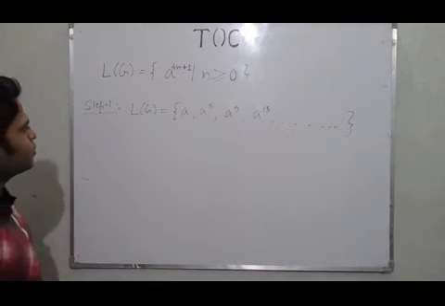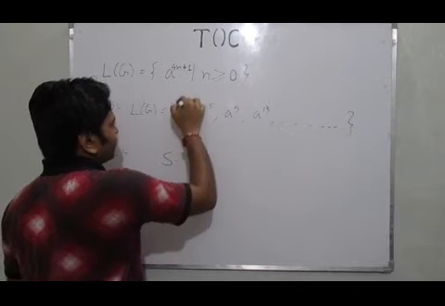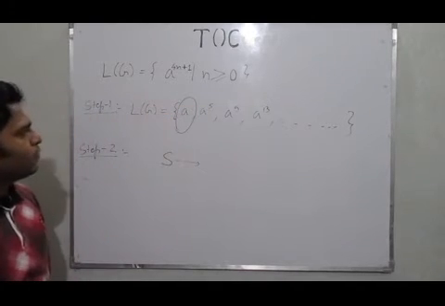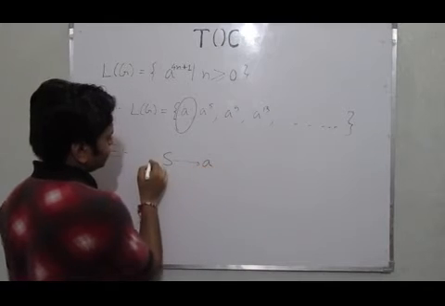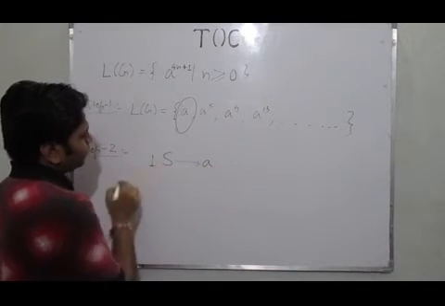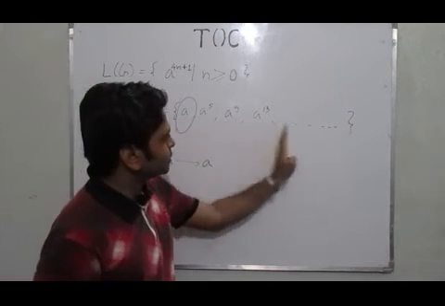Step number 2, I have to choose a start symbol. You can choose any of the non-terminals as a start symbol. Suppose this time I am choosing S as a start symbol. Fine. So the first step is to define a production for the very first string. So I can simply define S tends to A. Now let us check how we can generate the other successive strings.